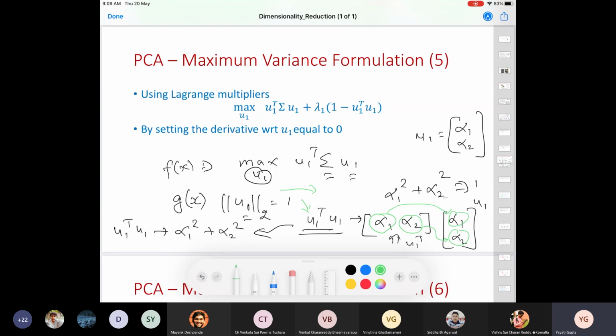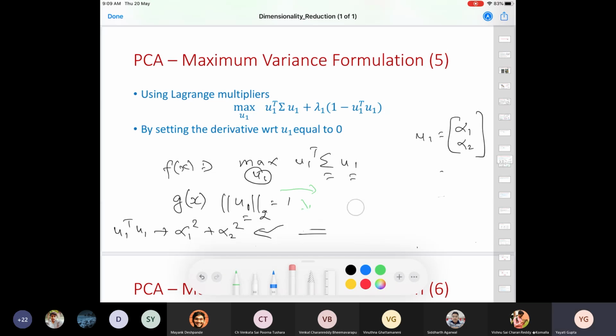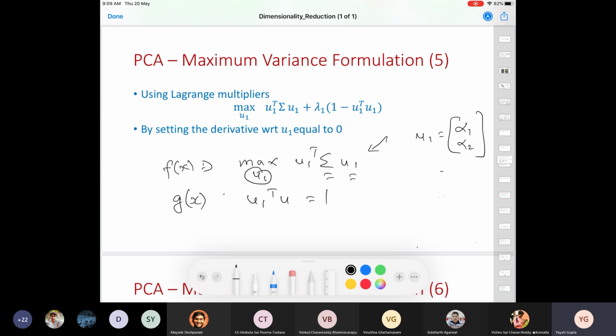So our fx is this quantity and our gx is u1 transpose u1 equal to 1. Now Lagrange multipliers say that if you have a function subject to some constraint which is equal to 0, so just to ensure that the constraint is equal to 0, I write it as u1 transpose u1 minus 1. So this becomes our gx. If you have a function fx subject to the constraint gx equals 0, you can solve it with the help of a Lagrange multiplier.